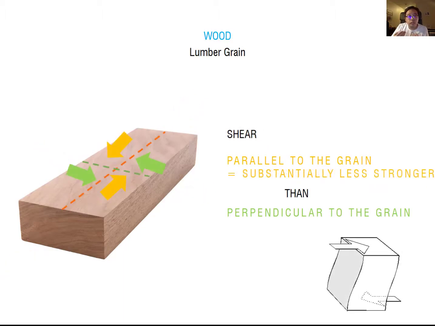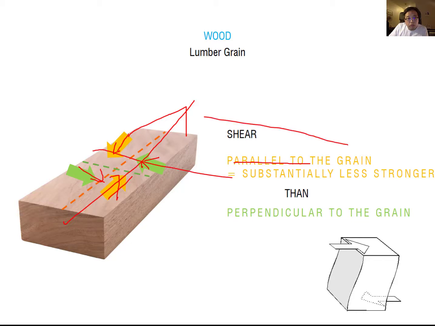What about the shear? Shear is a sliding failure, meaning the top part is pushing this side and the bottom part is pushing the other side. It is different, the pushing in different directions creating the sliding failure. Okay, so in this case you can see them pushing each other, the top and bottom in different directions. In this case, parallel to the grain is substantially less strong than perpendicular to the grain.